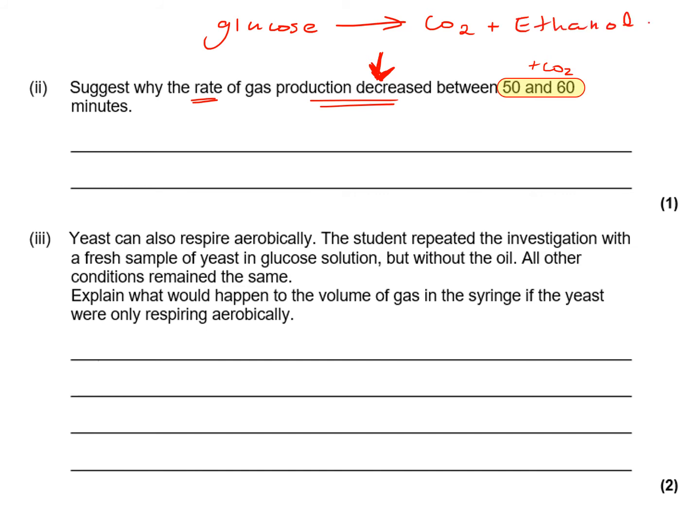So the answer to this could be one of 2 things. It could either be that the starting molecule has run out or has become limiting, because obviously the glucose is being used up, so there's less of it present over time. Or it could be that the ethanol, because that accumulates over time, we know ethanol is toxic to yeast cells in high concentrations.